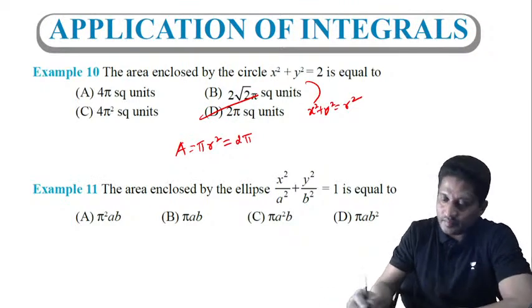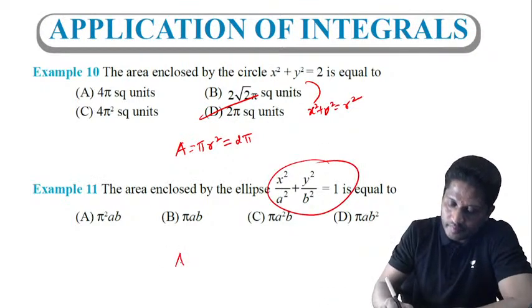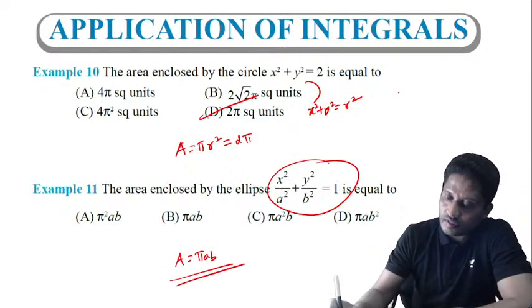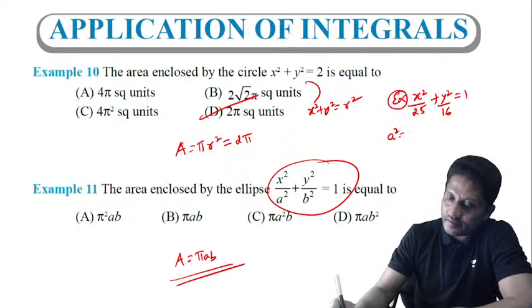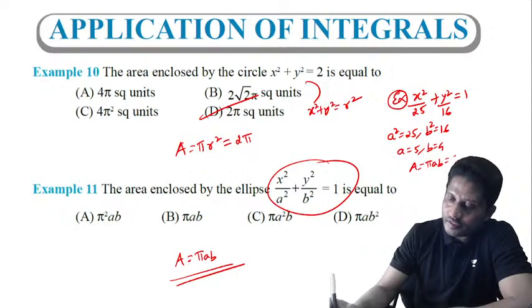Area enclosed by the ellipse x square by a square plus y square by b square is pi ab. Isn't it, guys? Suppose they ask you what is area of the ellipse x square by 25 plus y square by 16 equal to 1. Then a square is 25, b square is 16. A is equal to 5 and b is equal to 4. Area is equal to pi ab, which is equal to 20 pi. Straight away you will get.